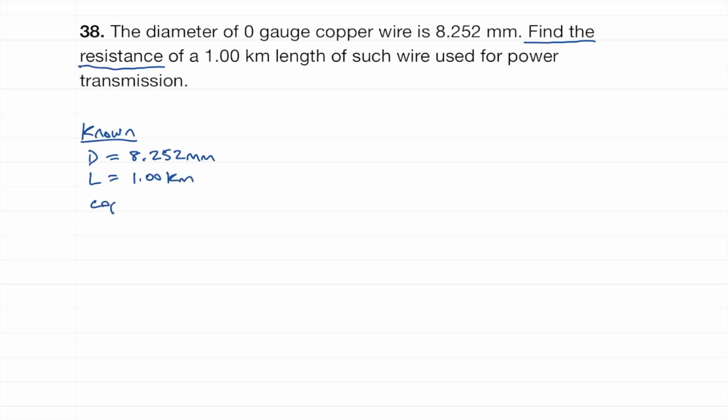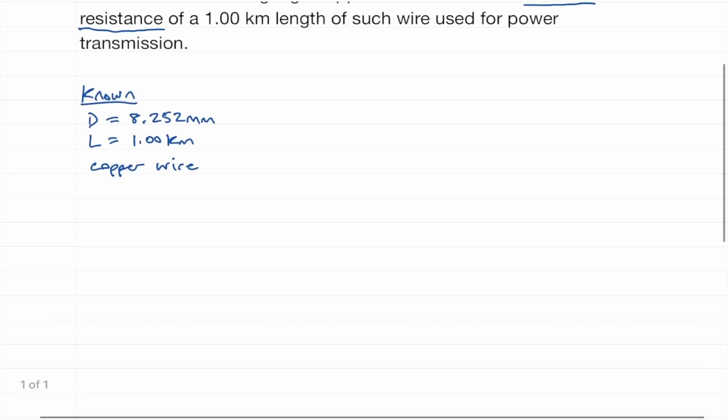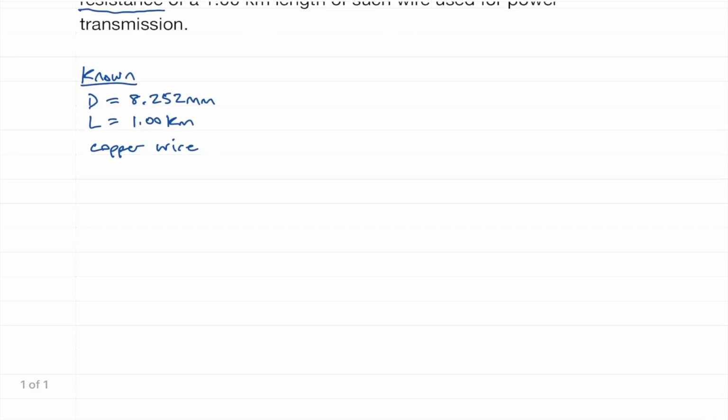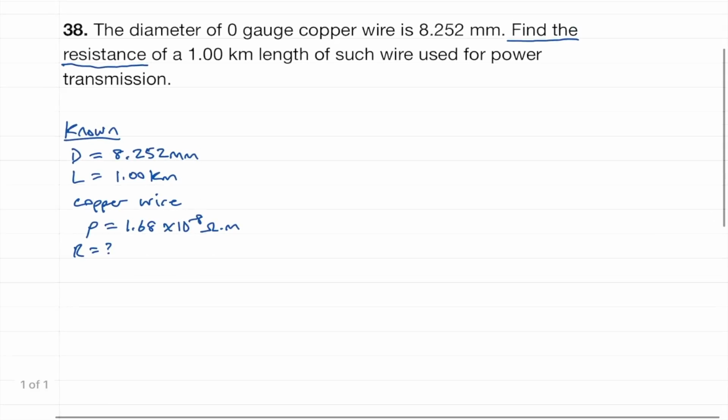We know it is copper wire, so we can look up the resistivity. Table 9.1 in the OpenStax book, University Physics Volume 2, tells us that for copper, the resistivity rho is 1.68 times 10 to the minus 8 ohm meters. And it is resistance that we need to find.